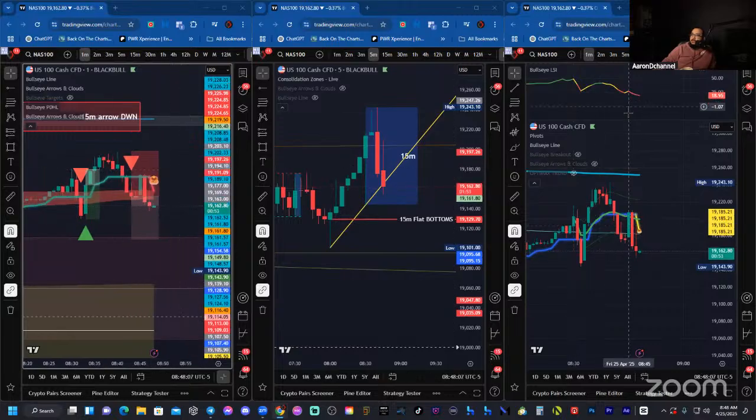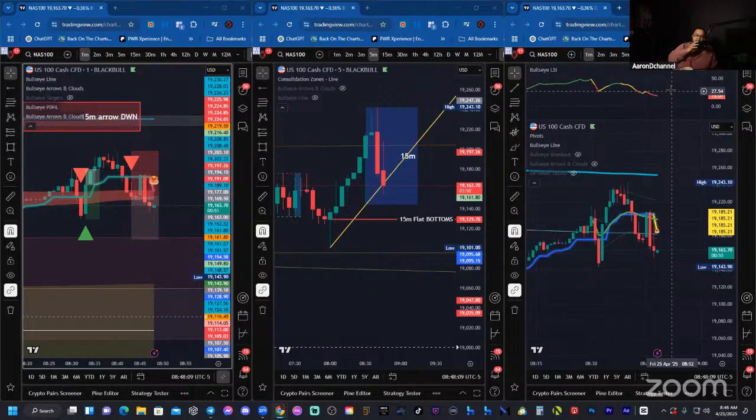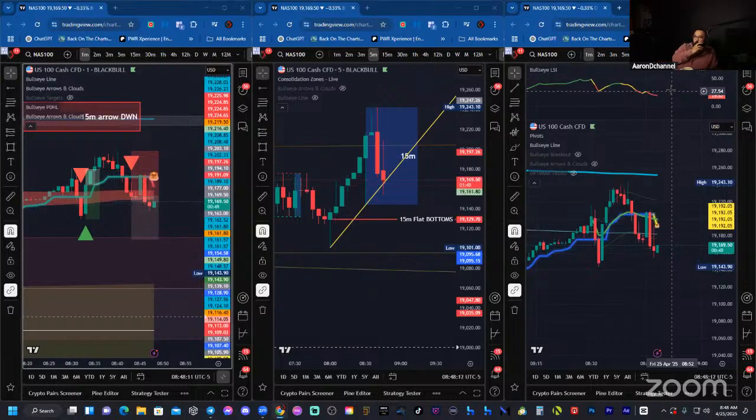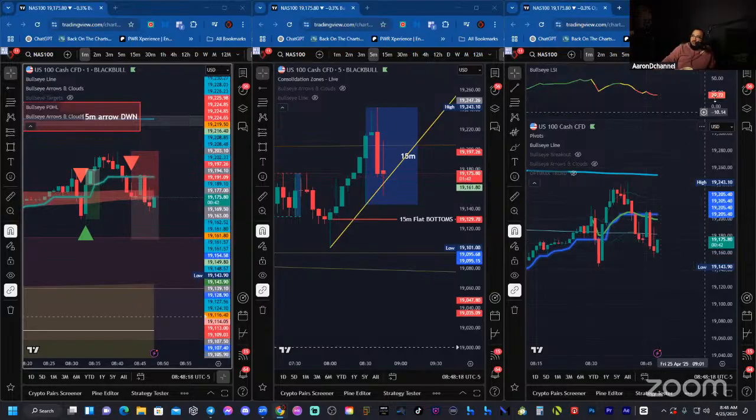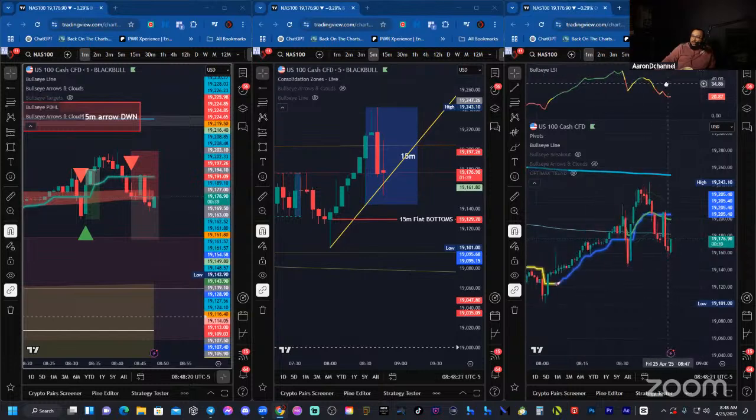Let's see. So the LSI, the Logistical Strength Index, kind of like the RSI. It's the TSI and the RSI combined together. Gives us more powerful confluence.